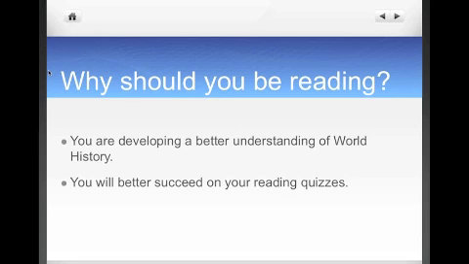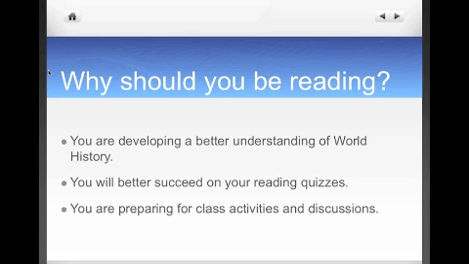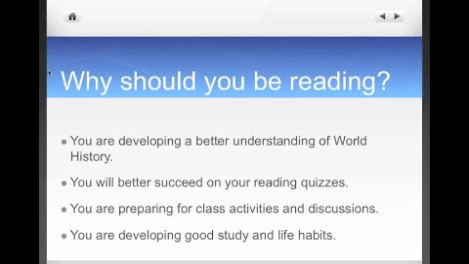You will also better succeed in your reading quizzes. Whether you like it or not, Mr. Eugene Mismer assigned reading quizzes, and the only way to do well on them is to read. It's a very revolutionary idea. And you are preparing for class activities and discussions. So when we do debates, you can use the material from the textbook to help you. When we do role-playing activities, you can use the material from the textbook to help you. So it furthers what we're going to do in class.